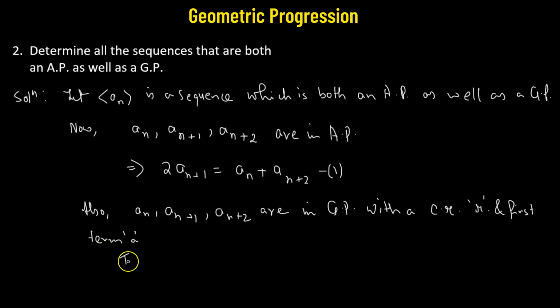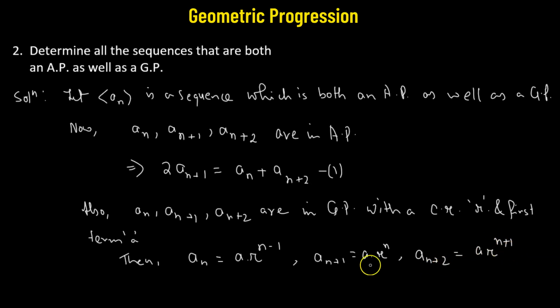Then it follows that the nth term an will be a times r raised to the power of n minus 1, the n plus 1th term will be a times r raised to the power of n, and the n plus 2th term will be a r raised to the power of n plus 1. So we'll substitute this value back into equation number 1.